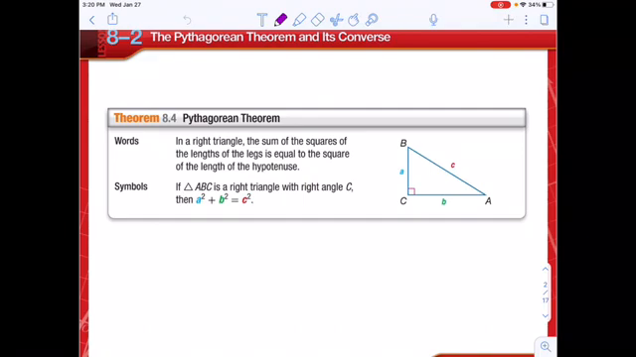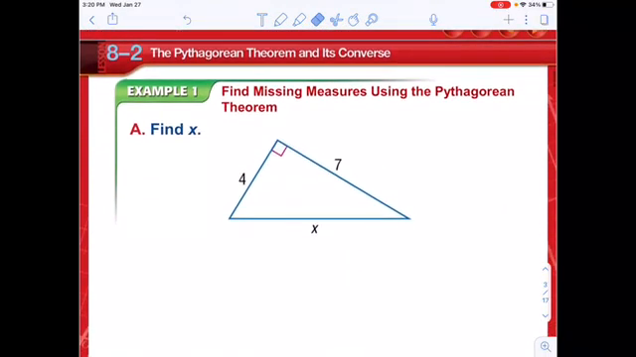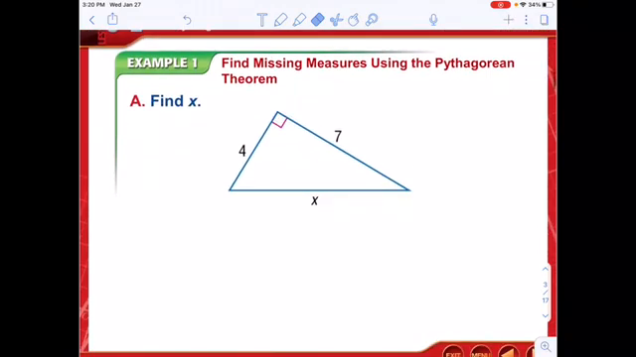A squared plus b squared equals c squared, where c is the hypotenuse. And the hypotenuse is the one that's across from the 90, if you haven't picked up on that yet. Okay, so find the missing measures using the Pythagorean theorem. Notice we are finding the hypotenuse, so we have a squared plus b squared equals c squared. In this case, it's x.